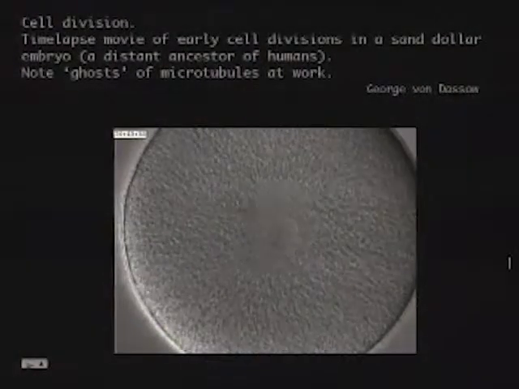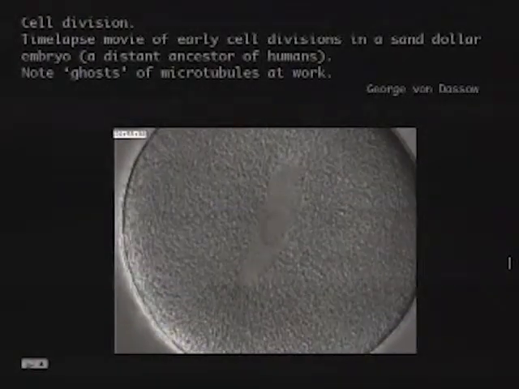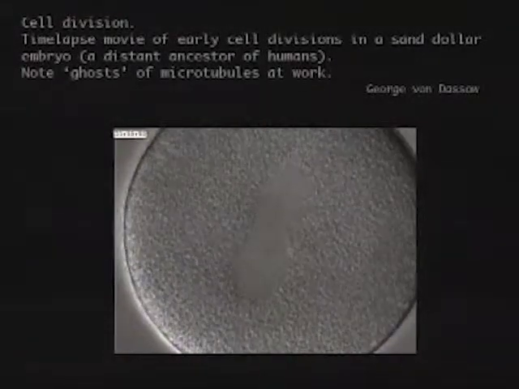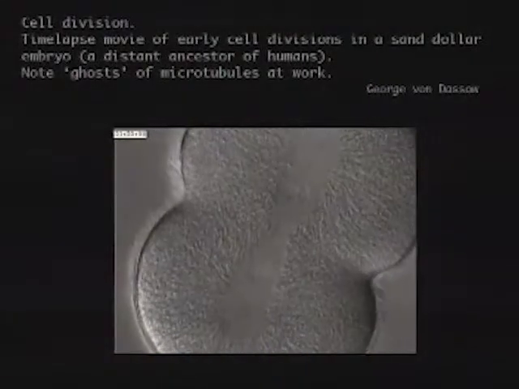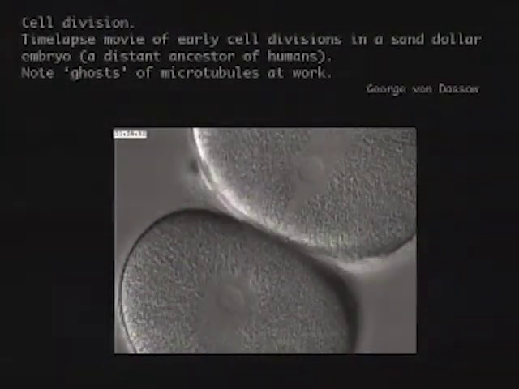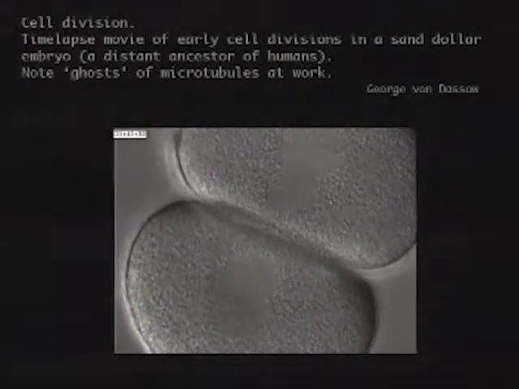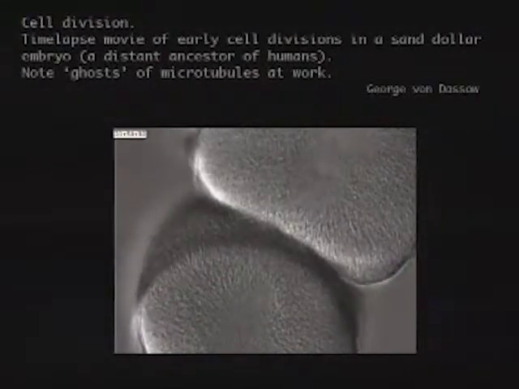This is a sand dollar egg, a distant relative of ours, dividing. You can see the ghosts of microtubules at work. This is without any fluorescent tags, and this cell is about to divide. This is the muscle, the transient muscle called the contractile ring that pinches two cells in half, something that Tom Schroeder discovered at Friday Harbor Lab. Yes. It must be a biological hotspot. I used to know Tom Schroeder.